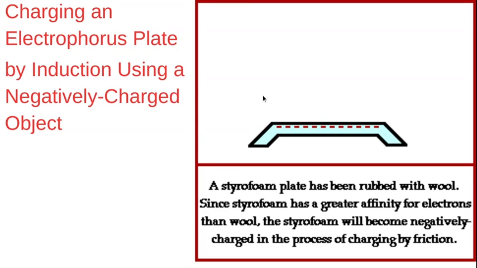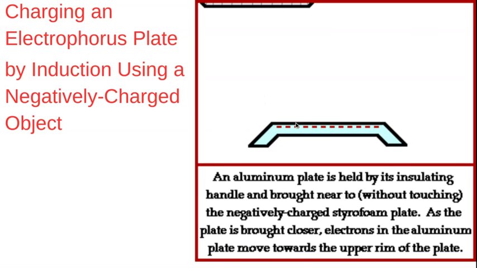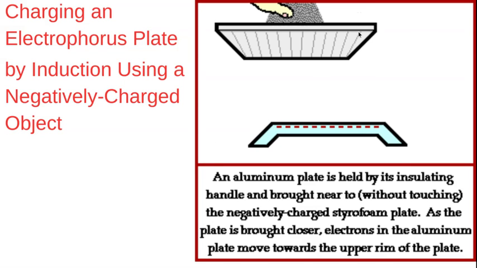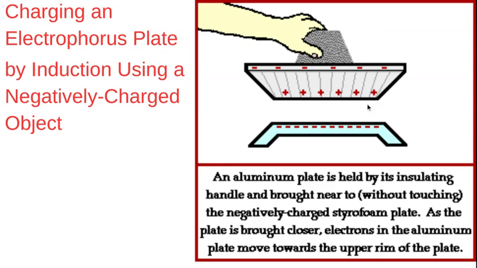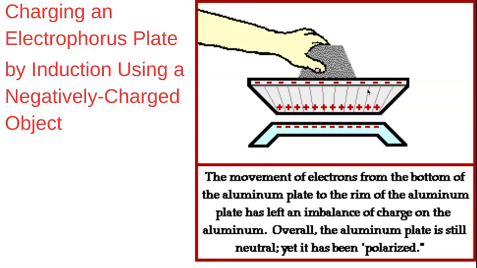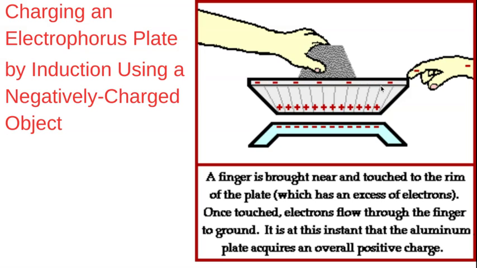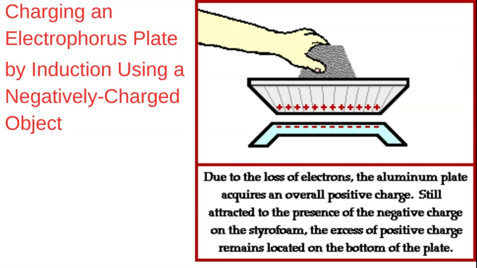Okay, now one more example here. Here's a negatively charged plate. We bring a metal pie plate down near it. We polarize the pie plate. We push the electrons to the top, but it's not charged yet. Not till you touch it and give a path for the electrons to be pushed out of it.